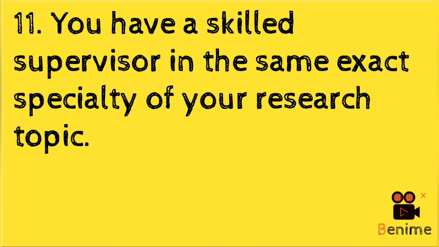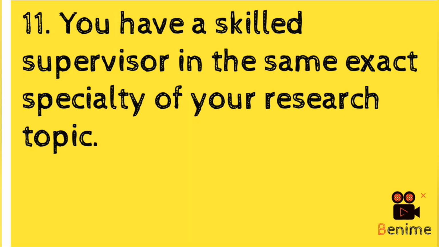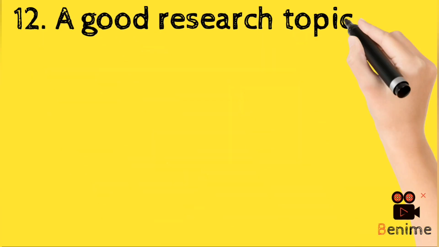11. A good research topic suitable for the study should have a skilled supervisor in the same exact specialty. The academic supervisor is necessary so that the student can turn to him for advice, directions, and guidance. The student needs a supervisor who is able to review what he writes and point out his mistakes and gaps in his work. Otherwise, the results of the research will not be accurate or strong. The academic supervisor's specialization must be identical or very close to the research topic area.